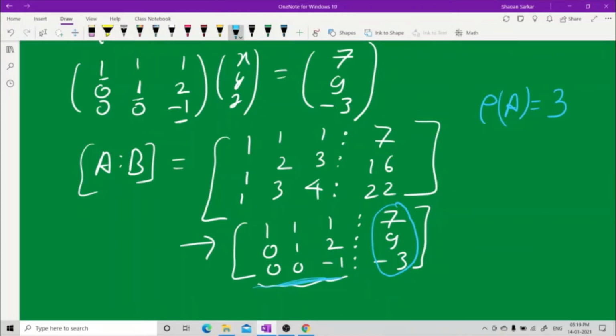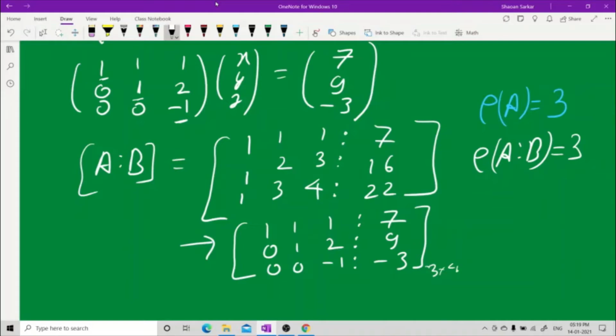Now let me rub all this. Now you see, what is the rank of the augmented matrix AB? Again it is 3. Though it is a 3 cross 4 matrix, the rank is 3, which is equal to the number of variables, x, y, z. So the rank of A is equal to the rank of AB, which is equal to 3, which is equal to the number of variables.